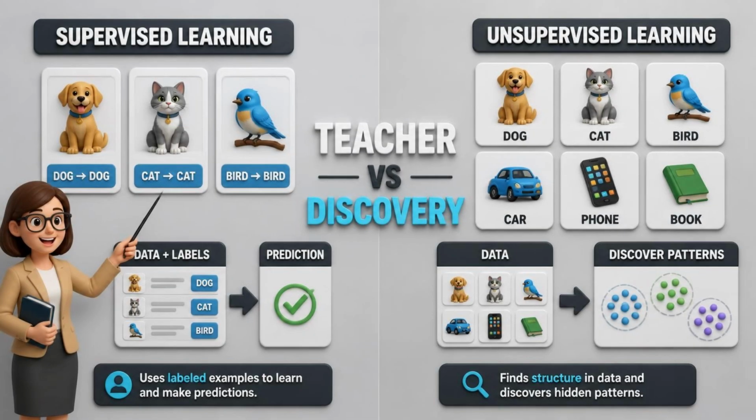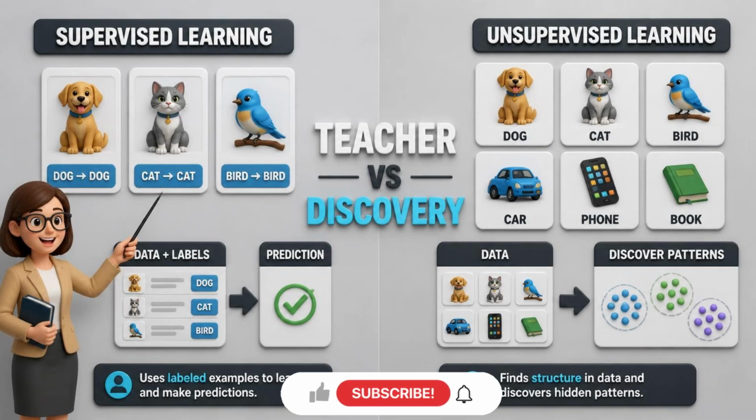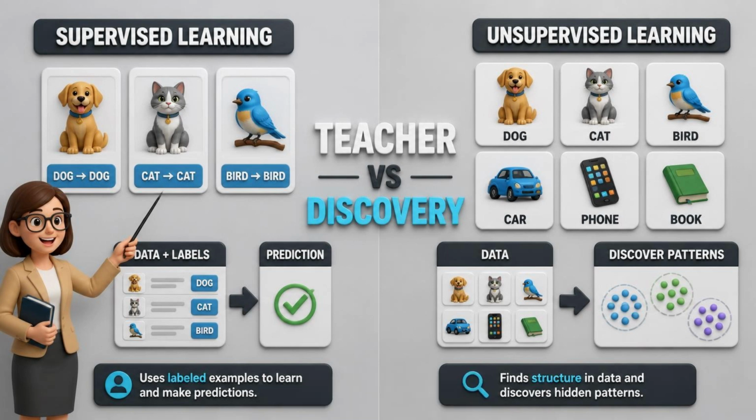Now let's connect this with our previous episode. In supervised learning, we have data plus labels. We give the model examples, and we tell it the correct answers. Dog is dog. Cat is cat. The model learns from those examples and eventually tries to predict the answer for new data. But with unsupervised learning, we remove those labels. We simply provide the data and ask the algorithm to discover useful patterns. So remember it this way. Supervised learning has a teacher. Unsupervised learning is about discovery.